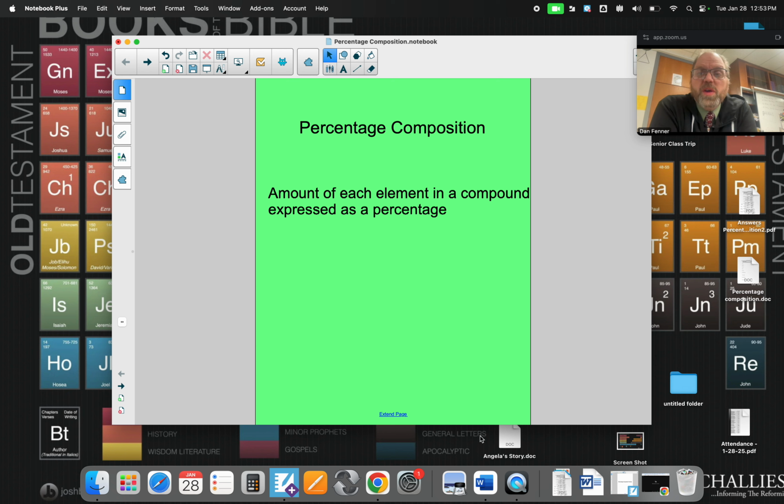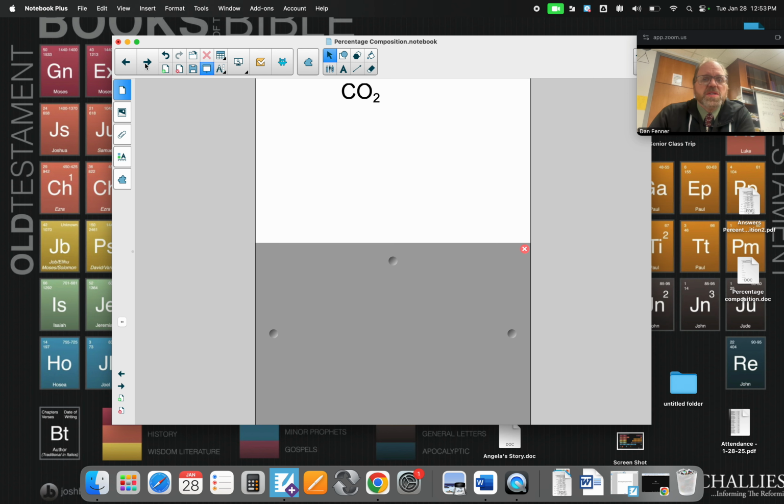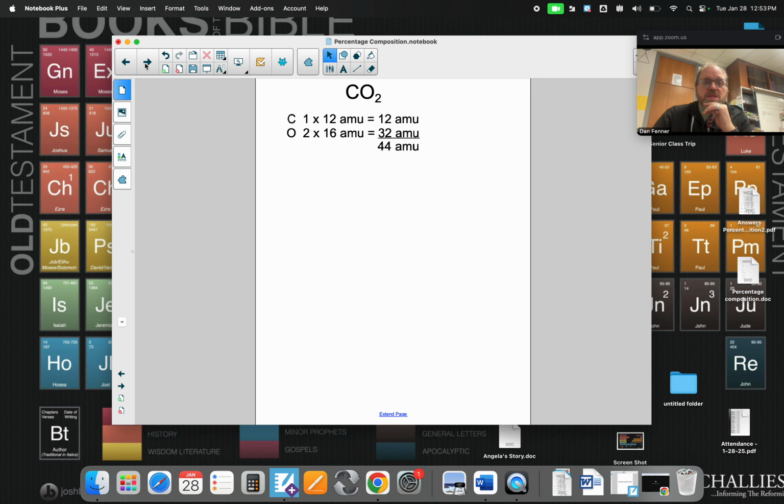We're continuing our look at moles with something called percentage composition. Percentage composition is the amount of each element in a compound expressed as a percentage. So let's start with something we did before, CO2, carbon dioxide. When we did the formula mass in the last set of notes, we said the atomic mass is 44 AMUs.